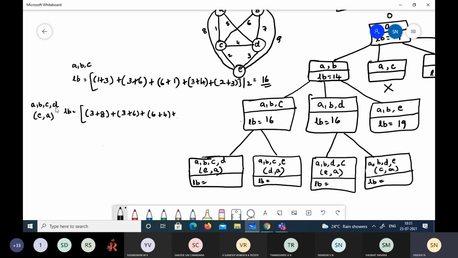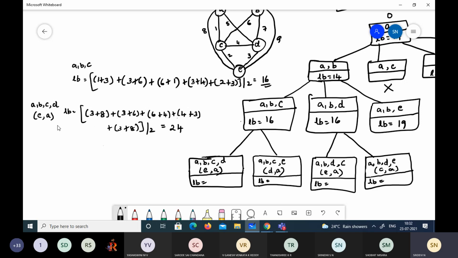Then if I take D, one path for C, so 4, and one more path for E, which is 3, isn't it? Then if I take E, one path for D, it's behind, so 3, plus one more path to A, which is 8. So this is a lower bound. If we check this, we get 48, divided by 2 will be 24.